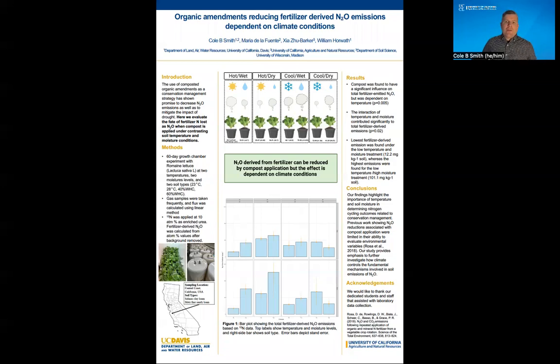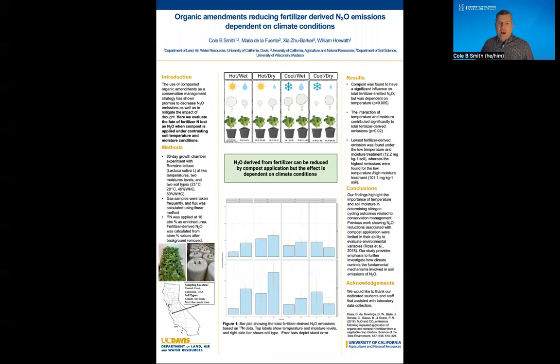Our lowest fertilizer-derived emissions happened under the scenario of the lowest temperature and the lowest moisture, whereas the highest emissions occurred under the lowest temperature and the highest moisture, somewhat unexpected.